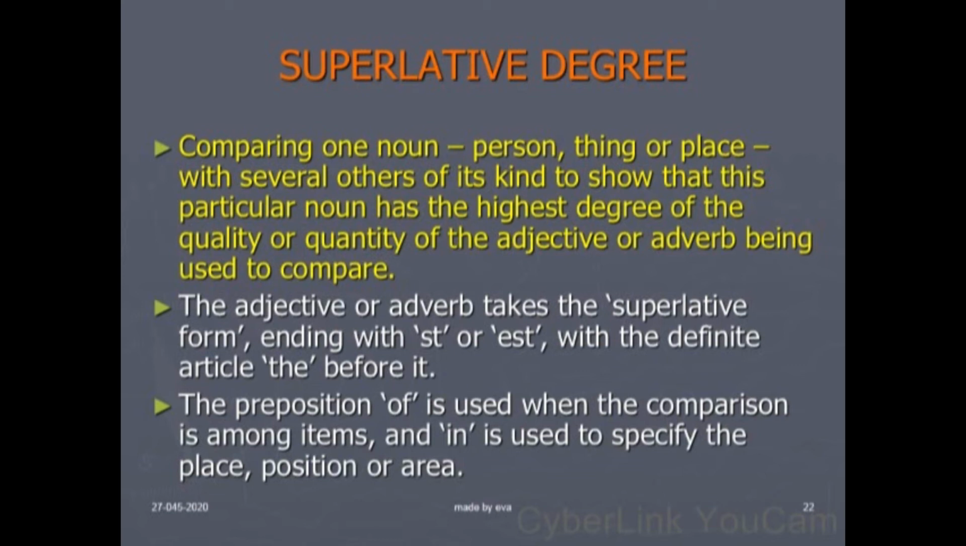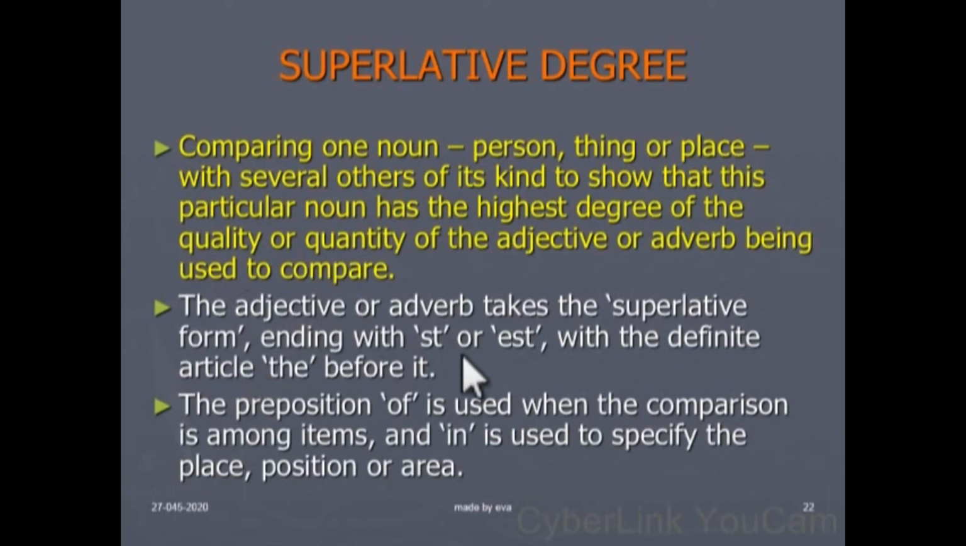Now superlative degree. Comparing one noun, person, thing or place with several others of its kind to show that this particular noun has the highest degree of the quality or quantity of the adjective or adverb being used. Compare. Superlative degree means the highest quality of degree, highest quality of adjective. That means good, better, best. Best is here the superlative form of a degree.